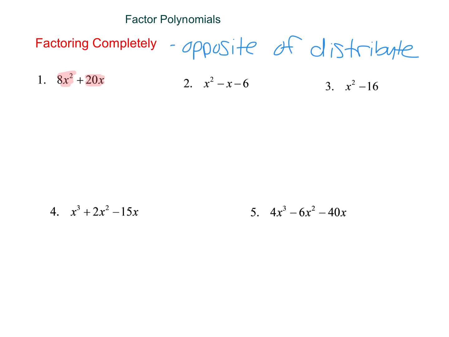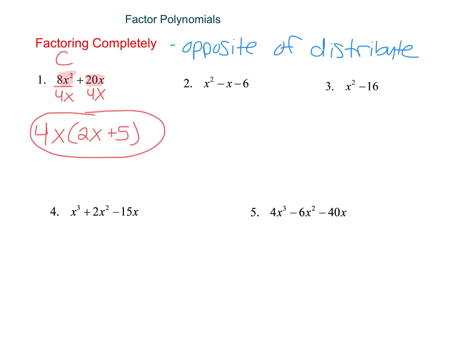Looking at example 1, they have in common a 4 and an x. So I'm going to divide that from each of the terms. What's left goes in the parentheses. 8 divided by 4 leaves me with 2. X squared divided by an x leaves me with an x. 20 divided by 4 leaves me with a 5, and those x's cancel. This is all I can do on example 1.